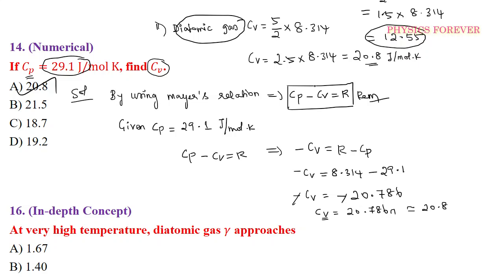Which of the following is Mayer's relation? Some questions may be given like Cp minus Cv is equal to R, then Cp plus Cv minus R, or reversed, Cv minus Cp, then Cv plus Cp. The question may be like this, so you have to remember all the conditions.